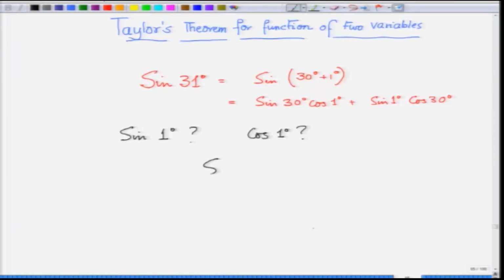For example, I know sin 0 degree is 0, and I know that cos 0 degree is 1, and then I can compute the derivatives of sine at 0, the first derivative, second derivative and so on, and keep on giving a better and better estimate of the function.